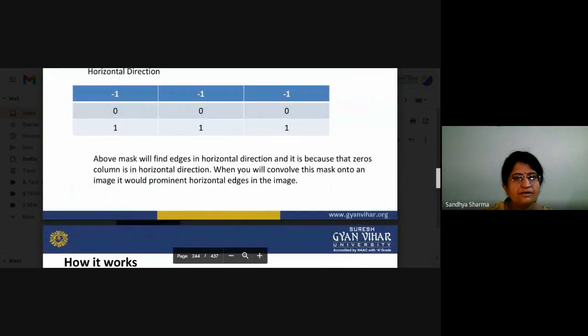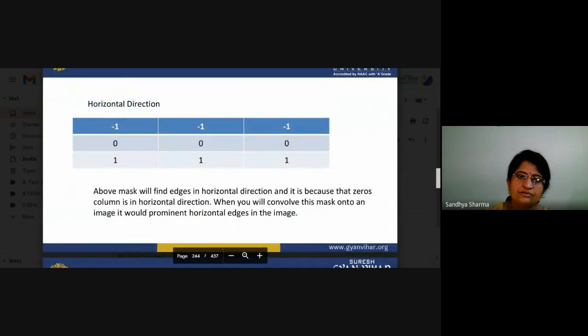Now what about the horizontal direction? As you can also see, the above mask will find the edges in the horizontal direction. It is because the zeros row is in the horizontal direction. You can see all the zeros are in the horizontal direction. So when you convolve this mask onto an image, it makes horizontal edges prominent in the image.